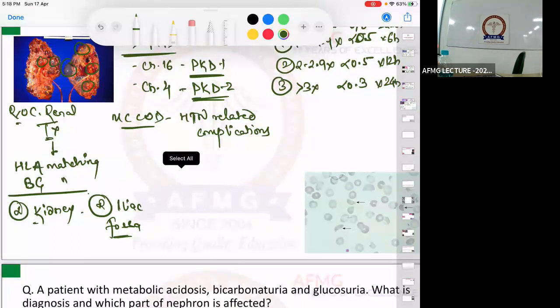Understood? Hyperacute type, acute type, and chronic, when symptoms appear after 6 months of renal transplant. Chronic is again type 2, 4, 4, you have to remember. Hyperacute, acute, chronic. Okay? So these are actually allogenic renal transplantation.